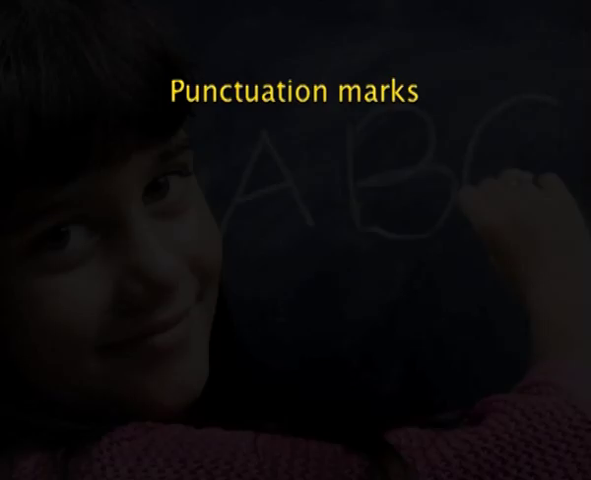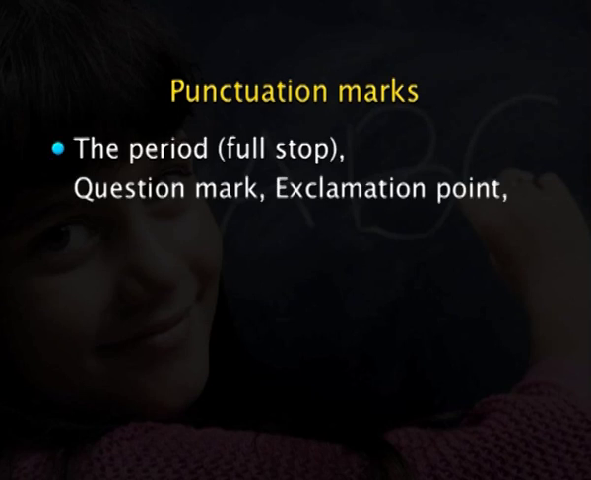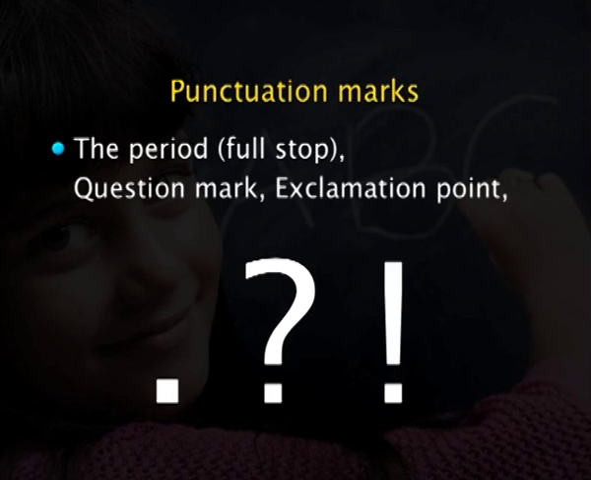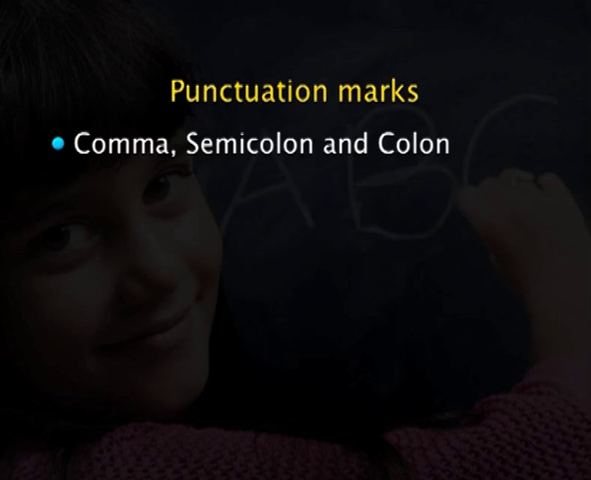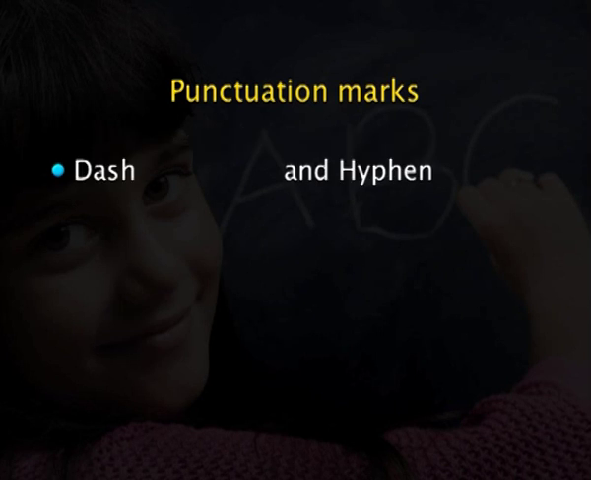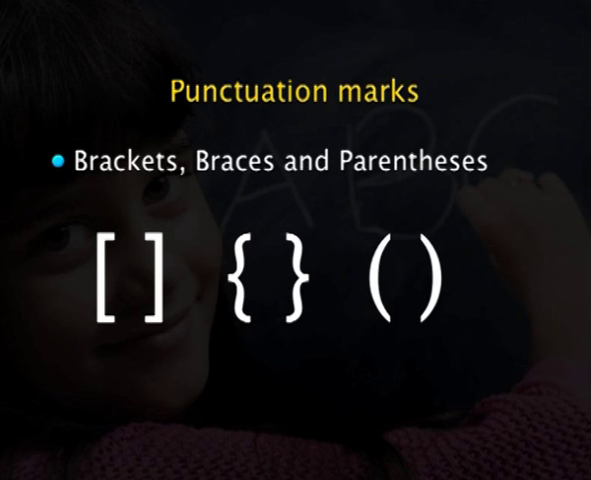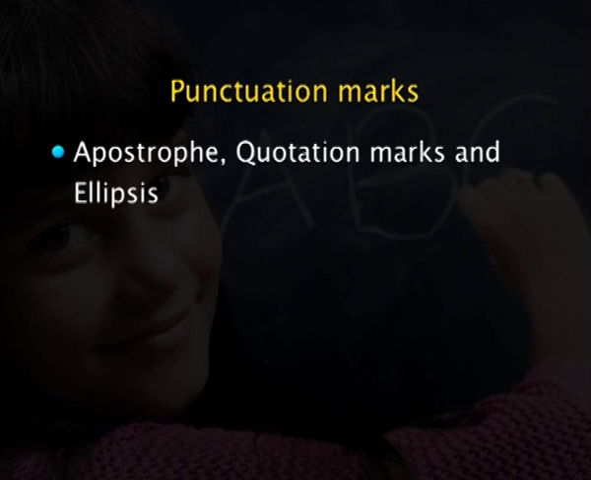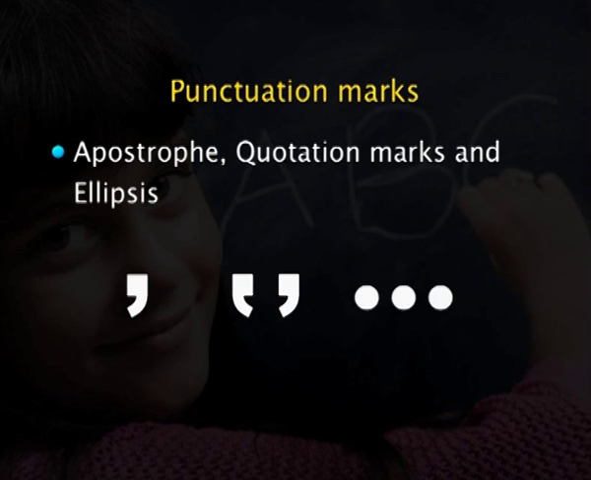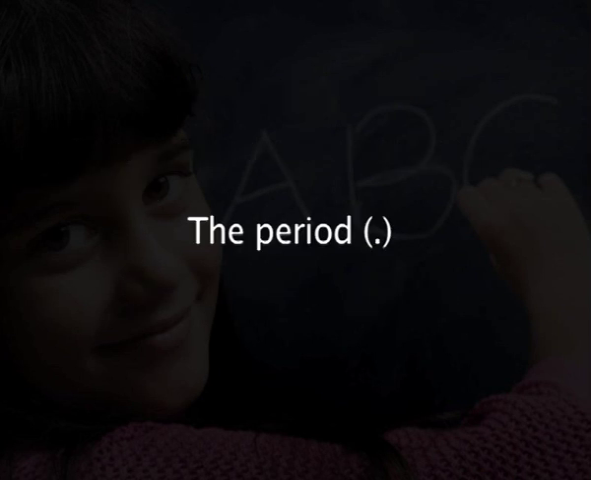They are the following: the period or full stop, question mark, exclamation point, comma, semicolon and colon, dash and hyphen, brackets, braces and parentheses, apostrophe, quotation marks and ellipses. Now let us begin with the period.